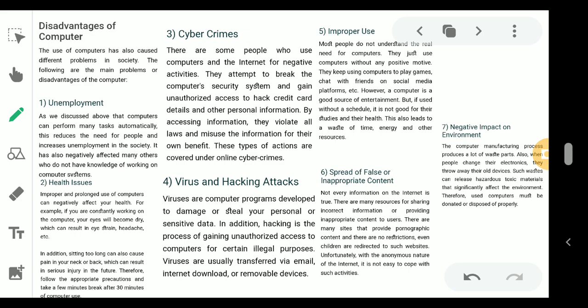And improper use is also going on. Most people do not understand the real needs of the computer. They just use the computer without any positive motive, to play games, chat with friends, and use social media platforms. However, a computer is a good source of entertainment, but if you use it without a schedule, it is not good for your studies and health.